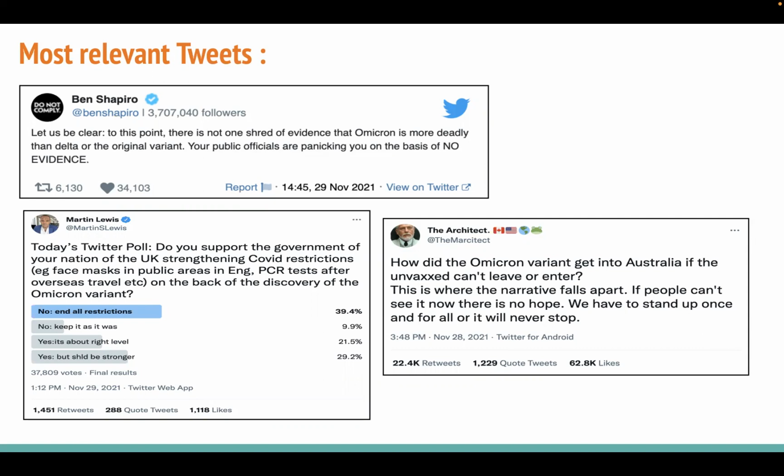Moreover, in order to understand the sentiment and the attitudes toward our topic of interest, we decided to look at the 3 most counted accounts and their tweets regarding Omicron. Regarding the tweet of Ben Shapiro, we can conclude that his opinion towards Omicron is that the government in the United States and around the world is taking actions without any evidence of the increasing mortality among the variants. For example, from the tweet of Martin Lewis, we can see the different opinions and the polarity among the users, where the majority of them, 39.4%, are in favor of the end of all the restrictions related to COVID-19, while 29.2% think that COVID-19 restrictions should be stronger. The third most mentioned account, The Mercy Tech, highlights the importance of the encouragement of everyone to stop spreading the virus and the importance of collective effort by taking actions and measures.